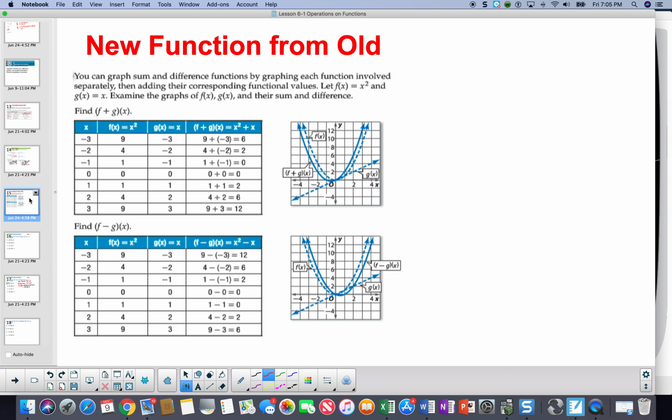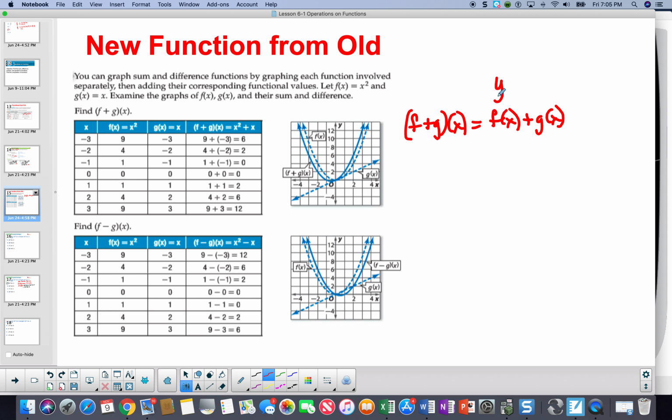Okay, new function from old. So let's again examine this idea of adding here, and I want you to see that I'll go ahead and write it out here. f plus g of x means f of x plus g of x.